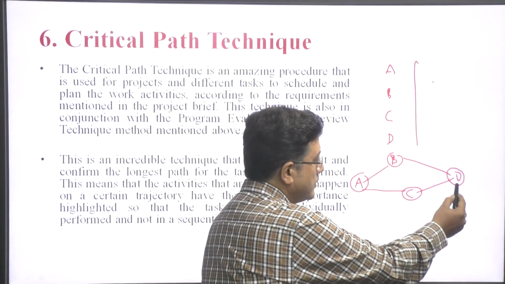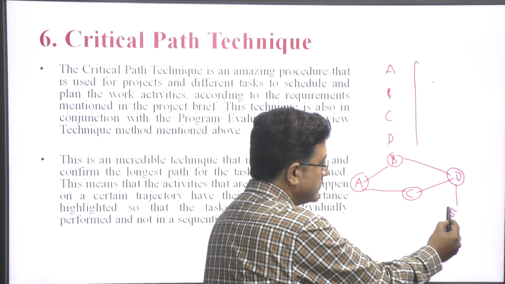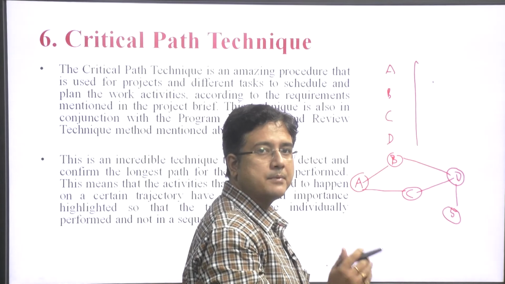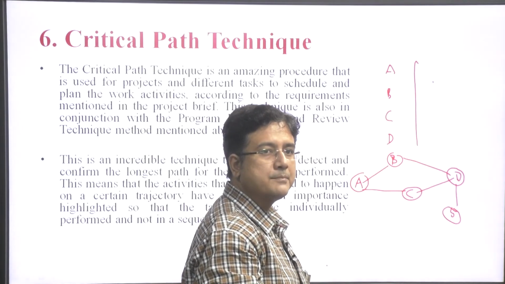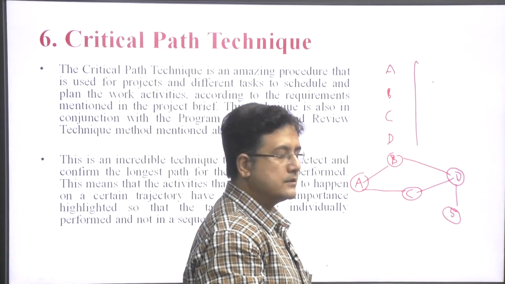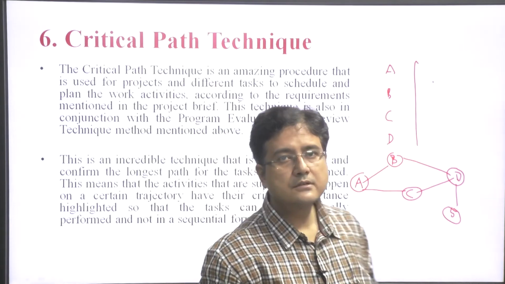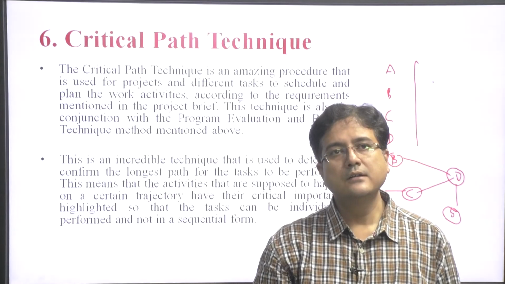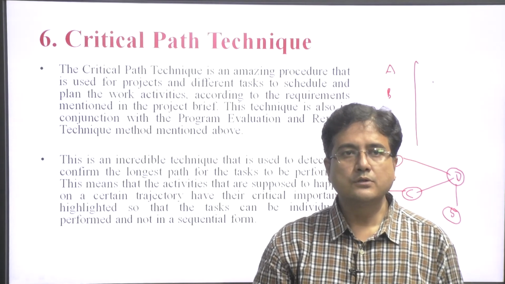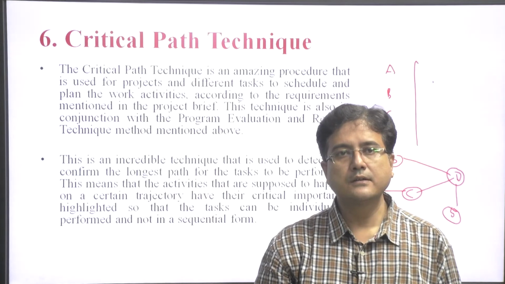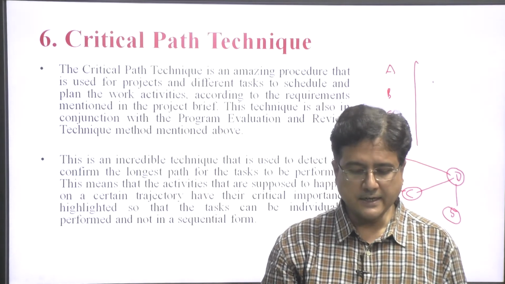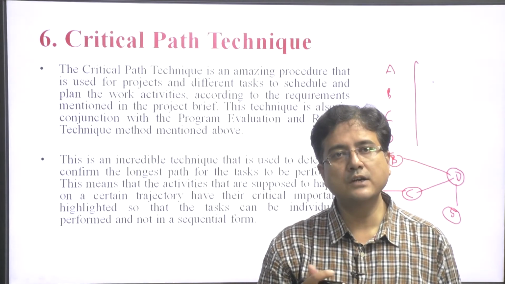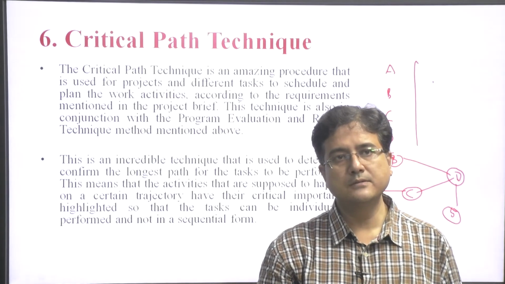From D it can also go to E and so on as per the events. And so, this is a critical path. You have to find out which is the best path in this critical path, and we can take decisions according to critical path techniques. This is an incredible technique that is used to detect and confirm the longest path to be performed, which is the longest path and which is the shortest path.